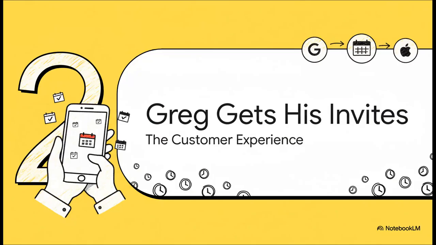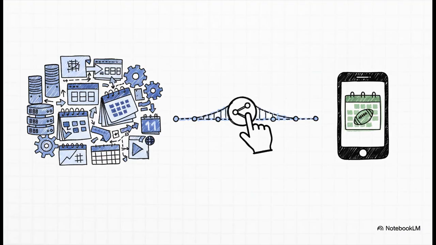Okay, so that's Mandy's side of the equation. Pretty slick for such a huge job. But what about Greg, our fan? Let's flip the script and look at the customer experience, because that's where this whole thing really comes to life. Everything for Greg starts with just a single link. Mandy shares a web page that has the entire NFL schedule on it. And that simple page, that's the bridge that connects all of Mandy's behind-the-scenes work to Greg's phone.